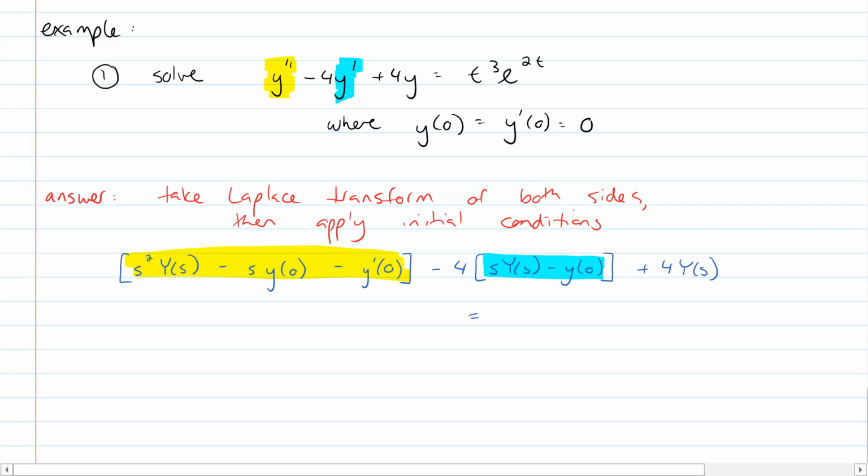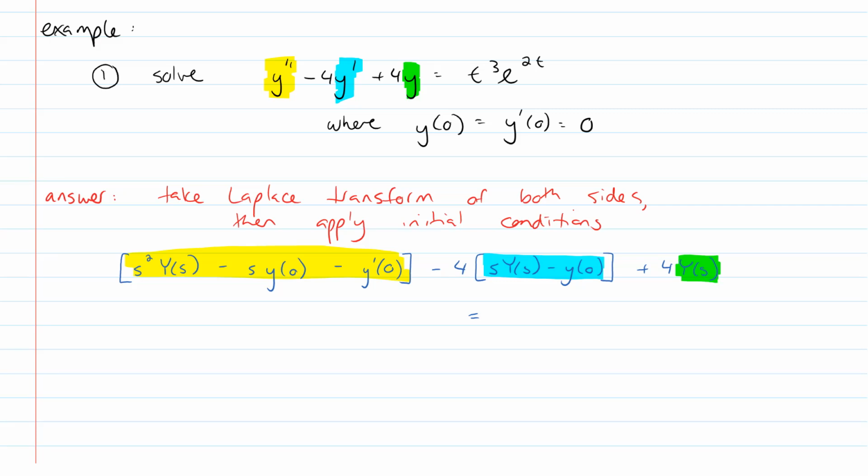Just to be consistent here, the Laplace transform of lowercase y is uppercase Y. And please do be really careful of the difference between the capital Y's and the lowercase y's. The capital Y's are the Laplace transform of the function y, and the lowercase y's, y of 0 and y prime of 0, are initial conditions. Okay, so now we're going to take the Laplace transform of the right-hand side.